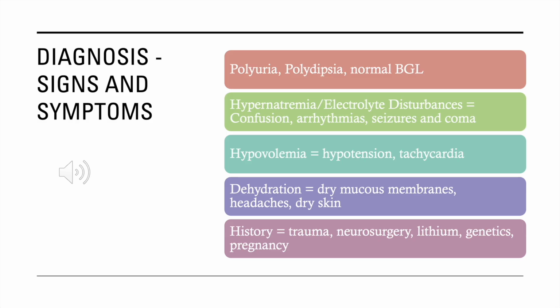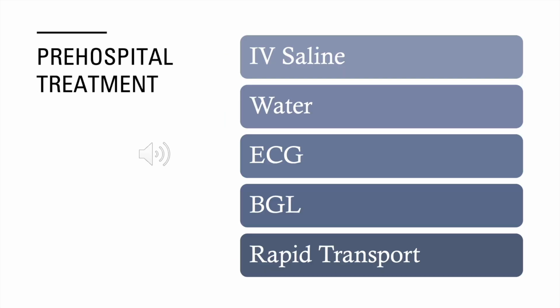Gathering a thorough history is important. Patients in the pre-hospital setting may have already been diagnosed with diabetes insipidus. It should be considered in patients with a history of trauma, neurosurgery, medications containing lithium, family genetics, and pregnancy. Hypotension, shock, and electrolyte imbalances are the greatest risks of diabetes insipidus, as they can result in decreased perfusion and organ damage, so they should be prioritised in treatment.